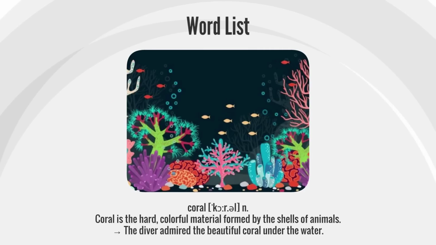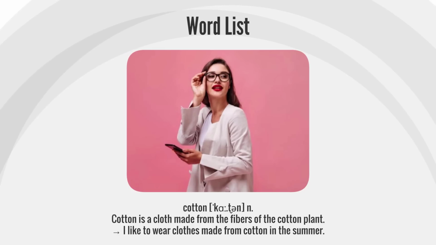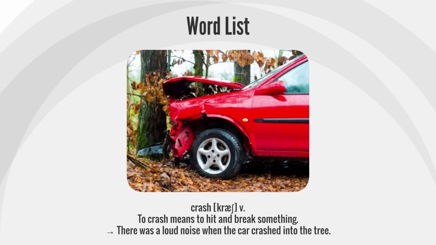Coral. Coral is the hard, colorful material formed by the shells of animals. The diver admired the beautiful coral under the water. Cotton. Cotton is a cloth made from the fibers of the cotton plant. I like to wear clothes made from cotton in the summer. Crash. To crash means to hit and break something. There was a loud noise when the car crashed into the tree.